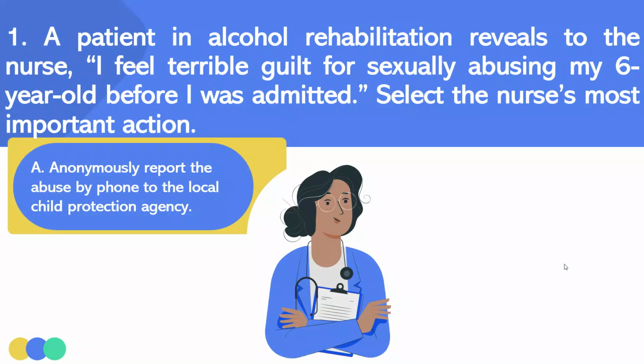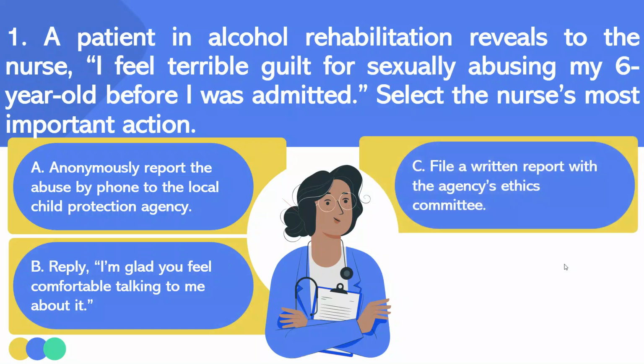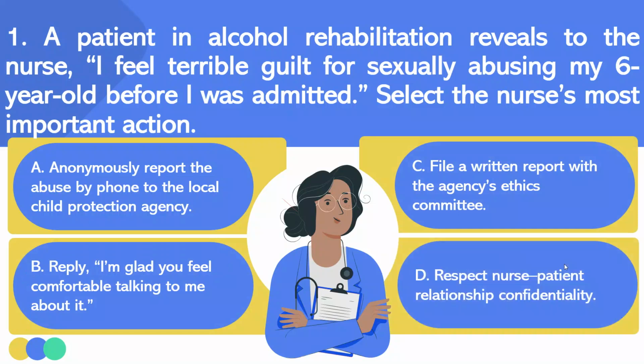A. Anonymously report the abuse by phone to the local child protection agency. Letter B. Reply, "I'm glad you feel comfortable talking to me about it." Or letter C. File a written report with the agency's ethics committee. Or letter D. Respect nurse-patient relationship confidentiality.